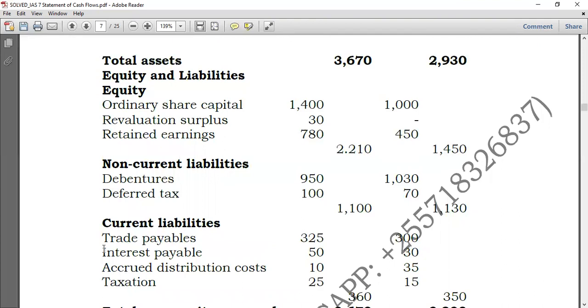You would find something here, interest payable. We opened with 30 and we closed with 50. So that's a control account. You go and open it directly. Do not wait. I'm repeating again, do not wait. So just go and prepare this control account for interest payable.